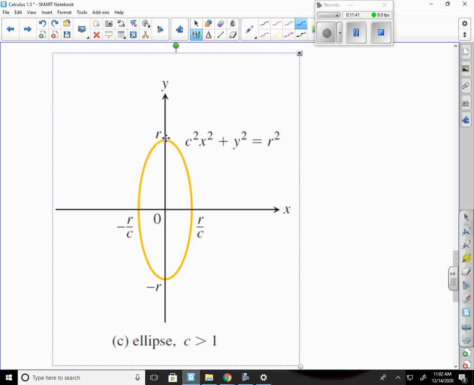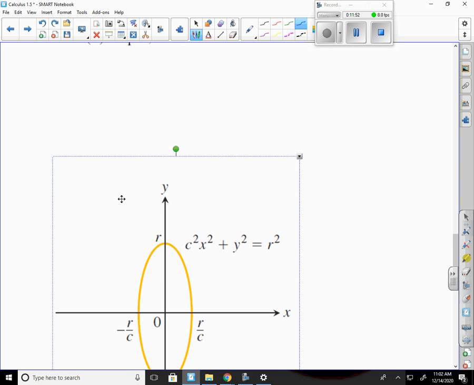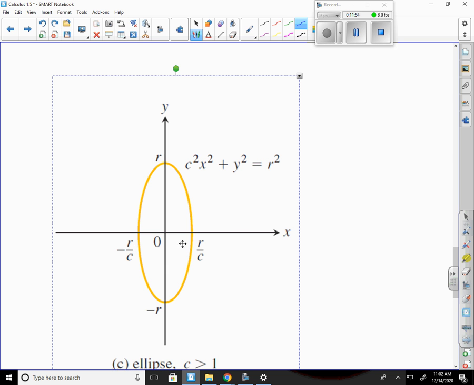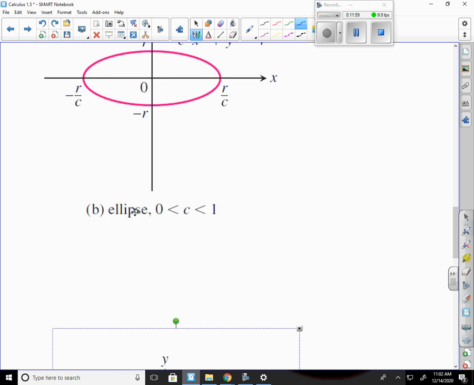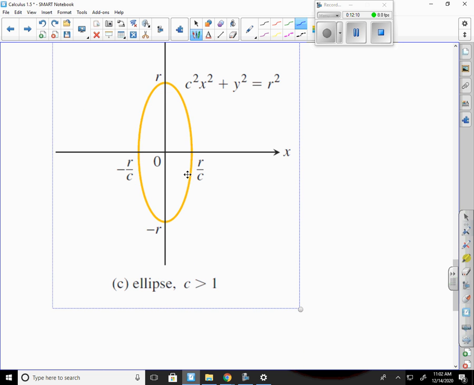So the top is staying the same, your y, and that was the same thing here. Your y stayed the same. It's still r, or your radius of the circle. And what's changing is our horizontal factors. You'll notice they're both r over c, but if this was like 2 divided by 1/2, that would make this -4 and +4. Here, if it's a number greater than 1, so if it's 2 for our radius, 2 divided by 2 would be 1, so it pulls it in horizontally.